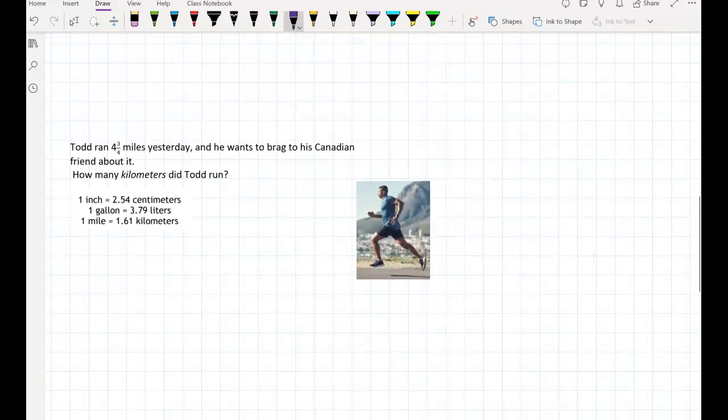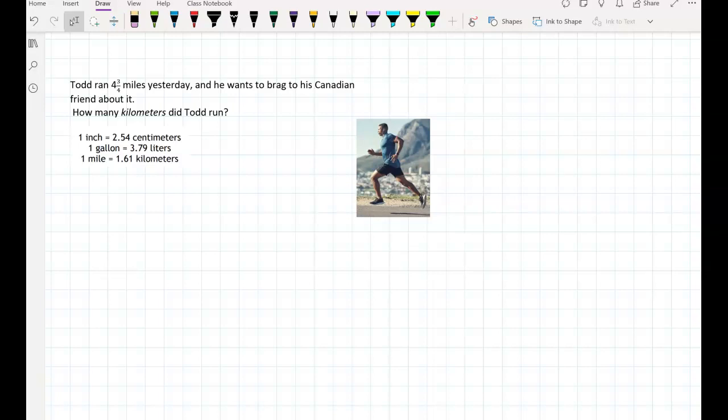It says that Todd ran 4 3/4 miles yesterday, and he wants to brag to his Canadian friend about it. Well, you know, in Canada, they don't have miles, they have kilometers, and so he has to explain to his Canadian friend how many kilometers he ran. And so what we're going to do is take a look. So we've got 4 3/4 miles, and you see here that we have our comparison. 1 mile is equivalent to 1.61 kilometers.